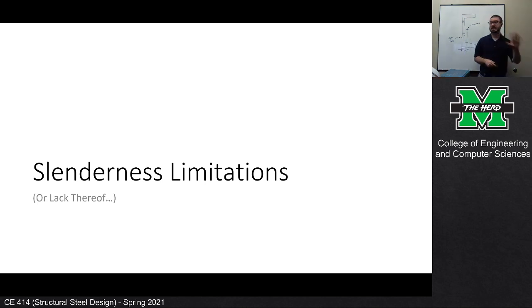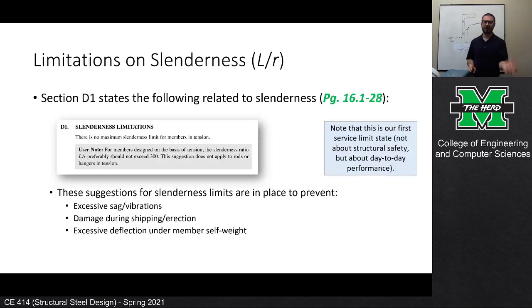But I do want to talk about slenderness limits because it is another check that is kind of important. But I say slenderness limitations or lack thereof because if you open the spec, so if we go back to Chapter D, and you don't need to turn to that in your manual, but if you want, you can. But if you go to Chapter D and go to Section D.1, this is what it states. There's Section D.1, slenderness limitations, and it sort of only has one sentence. There is no maximum slenderness limit for members in tension.